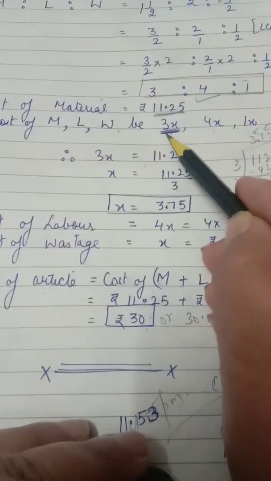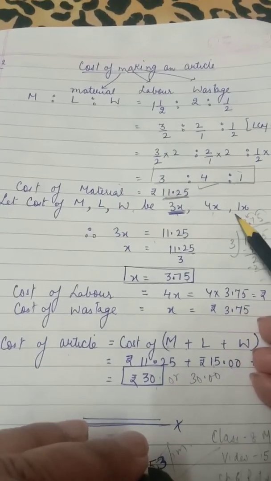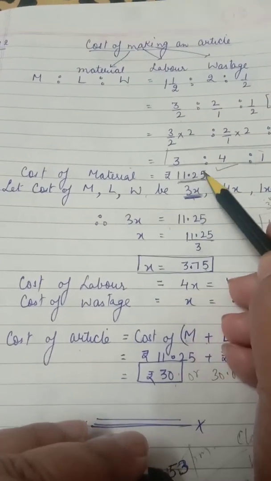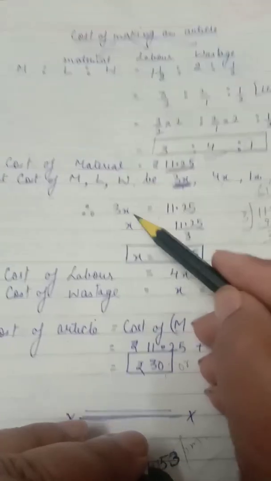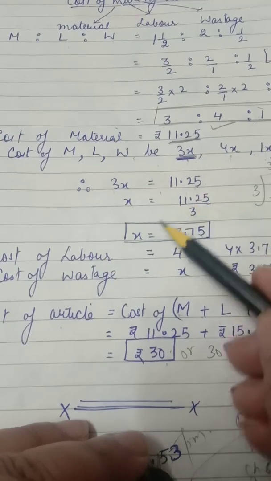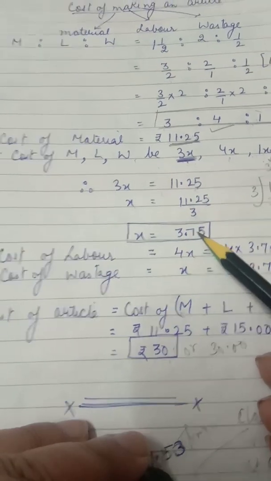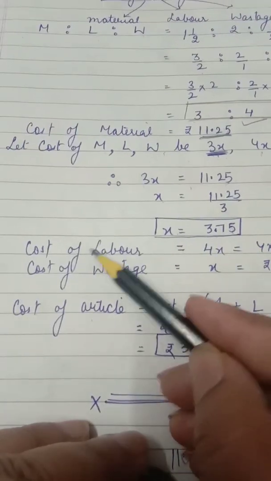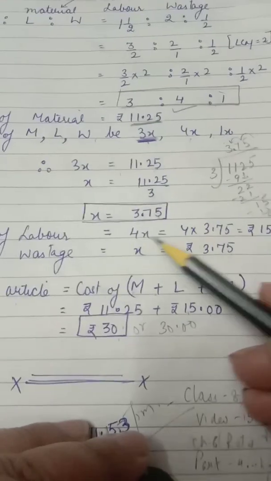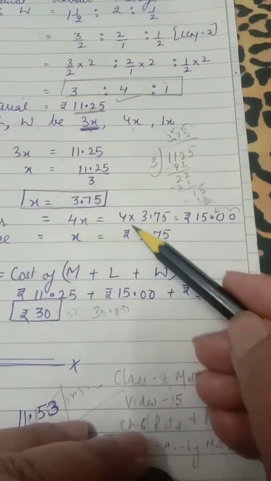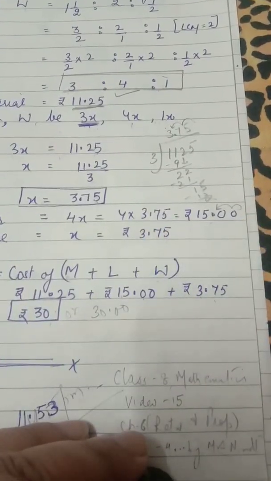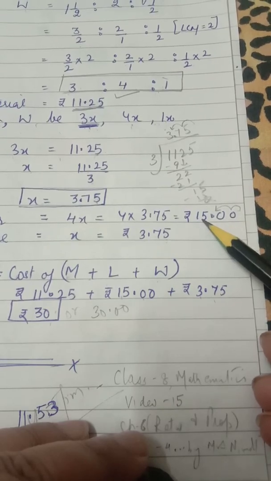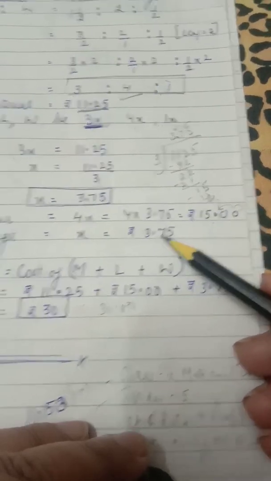Changing the ratio, material is 3x, then labor is 4x and the wastage is 1x. And this material and 3x is the same thing. So 3x is equal to 11.25. The value of x is 3.75. So using the value of x, we'll find the cost of labor and the cost of wastage, which is 4x and x. And that is rupees 15.00, you can write, or you can also write rupees 15 and rupees 3.75.